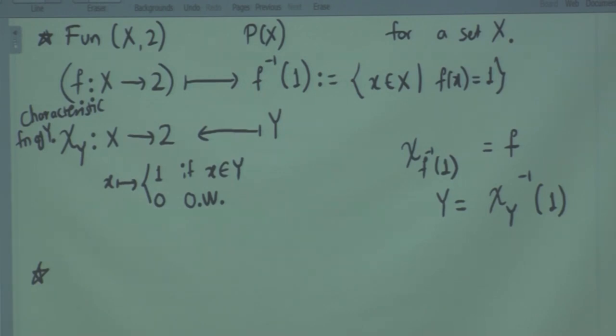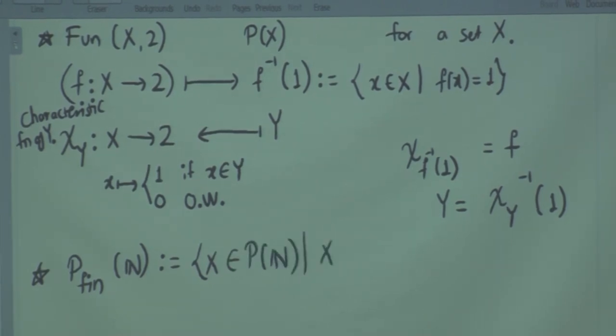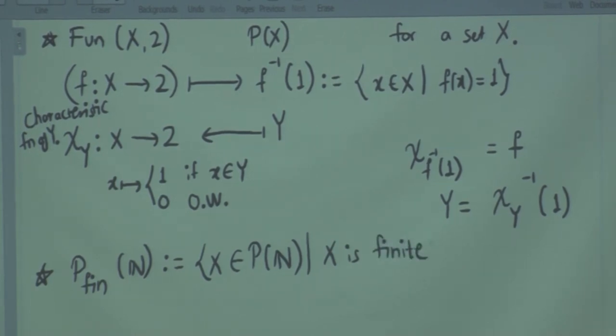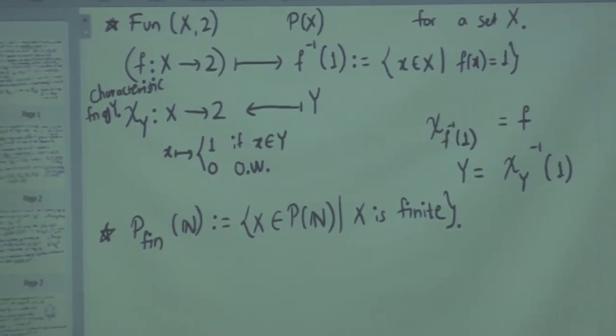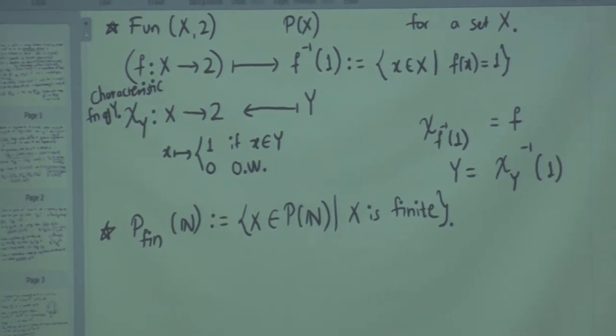So let's go ahead. There was one more argument that was coming up yesterday in the class. So let us do that. P fin of X, can you understand what this is? What is P of N? Power set. So P fin of N? Set of finite subsets. Okay. So we want to show that P fin of N is actually countably infinite. How do we show that?